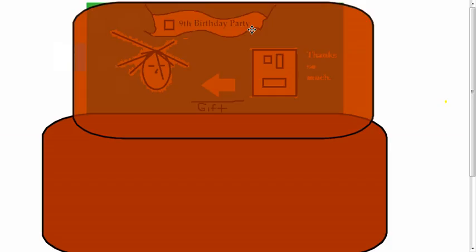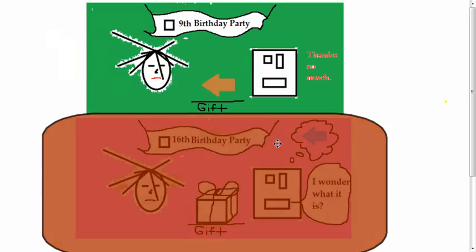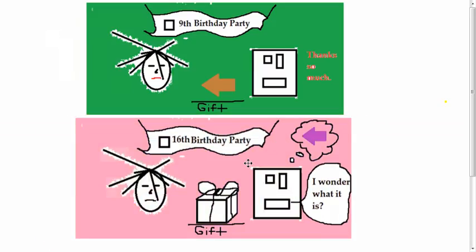Now, on the next birthday, on his 9th birthday, Dr. Square was given this gift. And as you can see again, he was very happy. Then, on his 16th birthday, Dr. Square is presented with another gift. And he says, I wonder what it is, as you do whenever you get a birthday present. And Dr. Square, though, is thinking that it's going to be this.